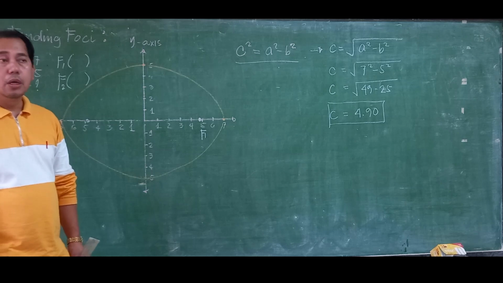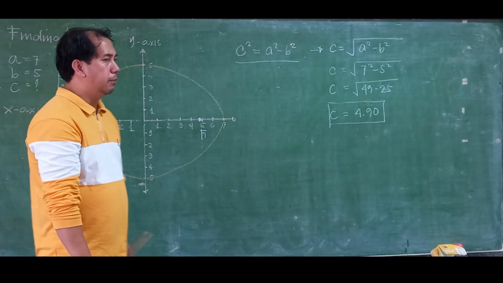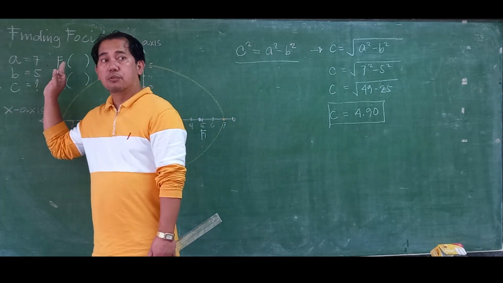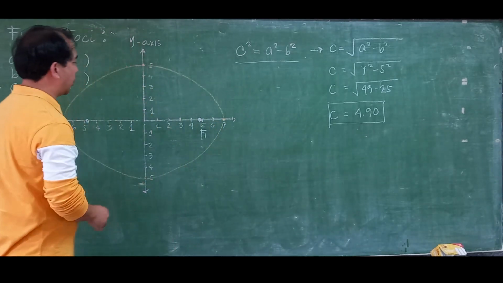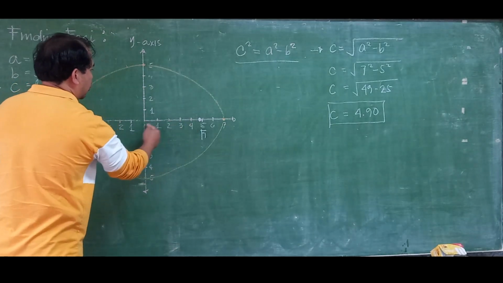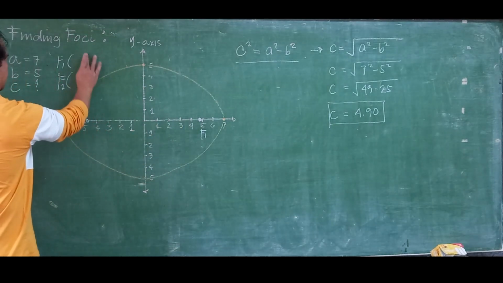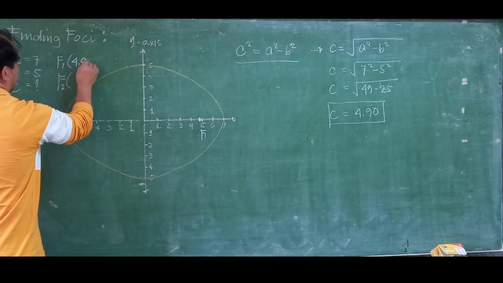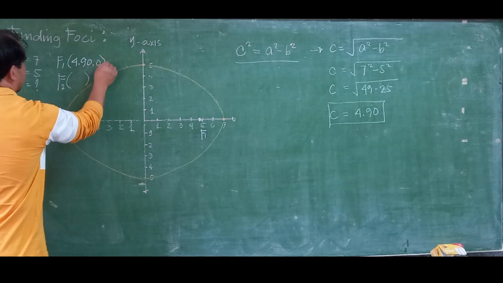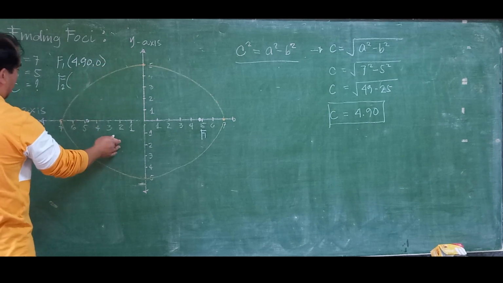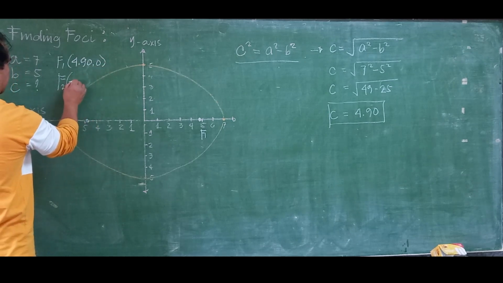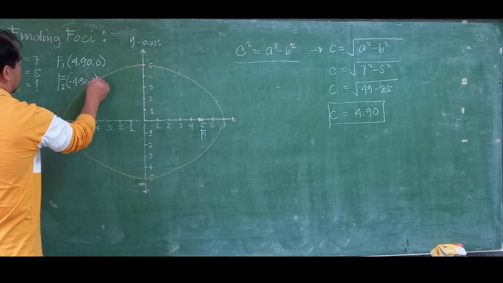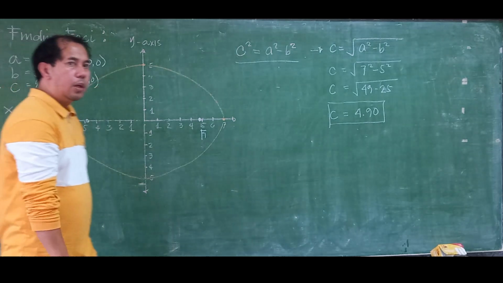Do you follow? Yes. Now we can identify the foci. So what is focus 1? Focus 1 has a measure of 4.90 and 0. What about the focus 2? Negative 4.90 and 0.